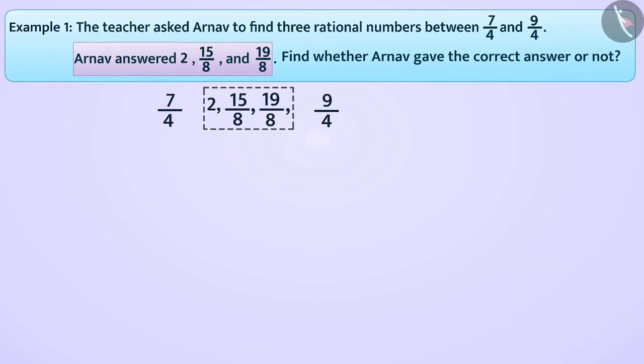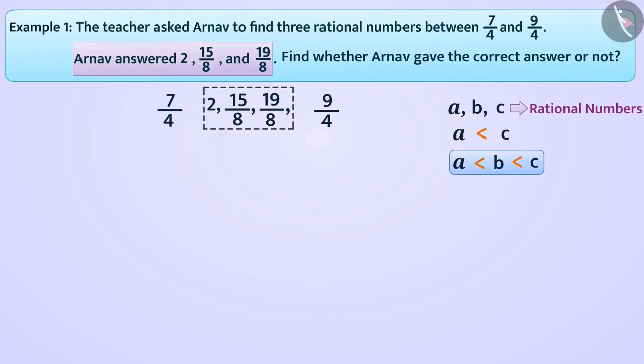Let me tell you, if A, B, C are rational numbers where A is less than C, then B is the rational number between these two only when A is less than B is less than C. B is greater than A but smaller than C. Here 7 by 4 is less than 9 by 4. In this way, here we see that in 2, 15 by 8 and 19 by 8, each number is greater than 7 by 4 and smaller than 9 by 4 or not.